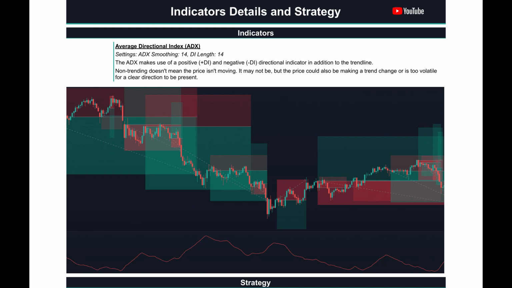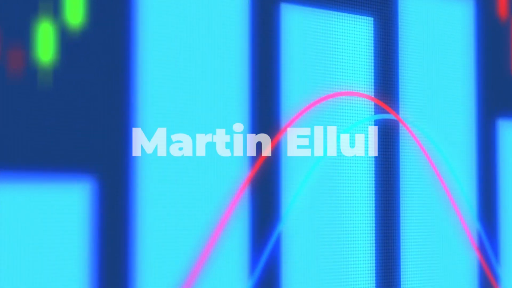Today I have another trading strategy which I'm going to backtest for you over 100 trades. I will first tell you about the indicators we're going to be using, show you a few examples, and then perform the 100 trade backtest.